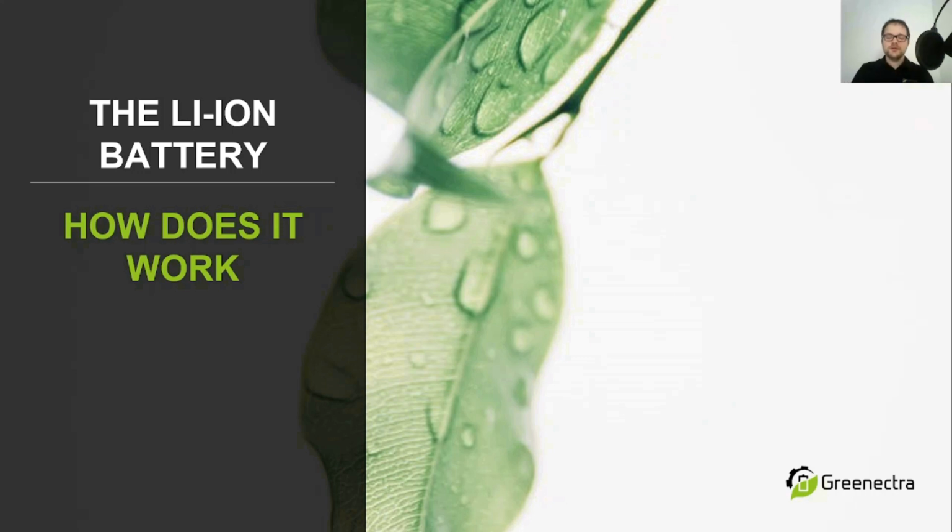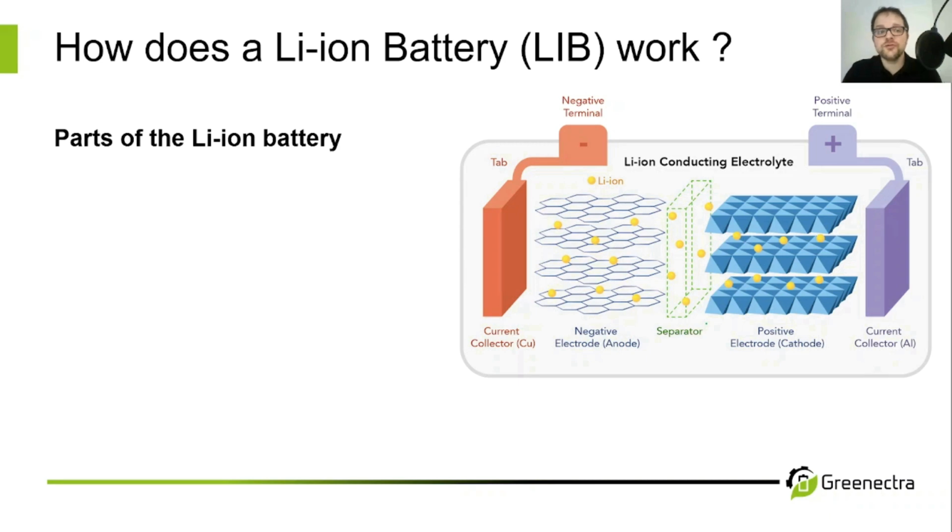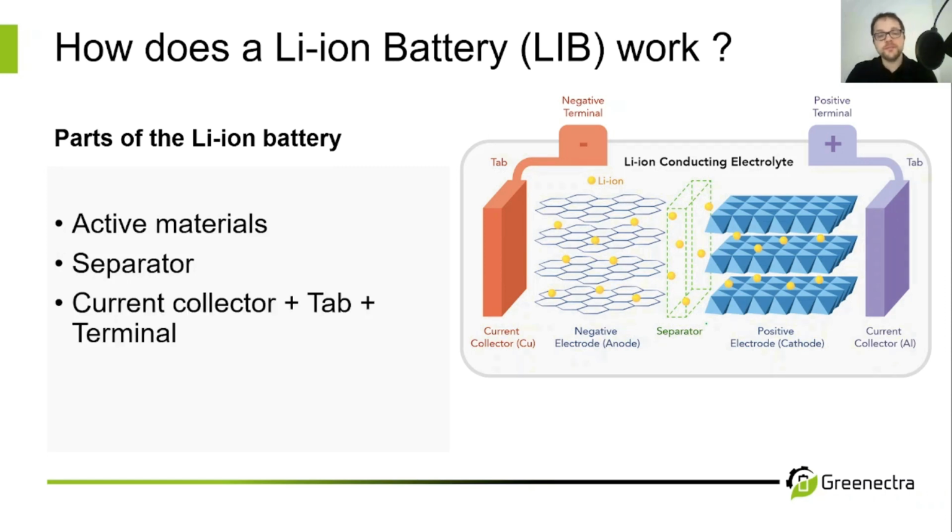We will look into the parts and the operation principle of a lithium-ion battery cell. Every cell consists of different parts, which we will name and discuss individually right after. We have active materials. In the drawing you can see the negative electrode, anode, and the positive electrode, cathode. These are our active materials. We have a separator in between. We have current collectors, taps, and terminals. We have electrolyte, and we have the housing.